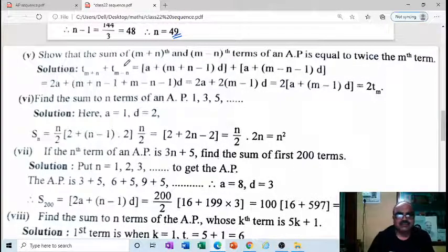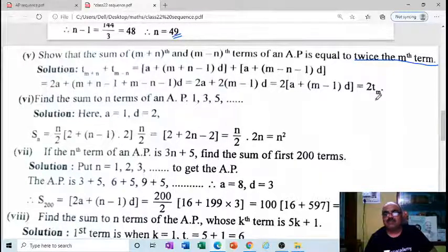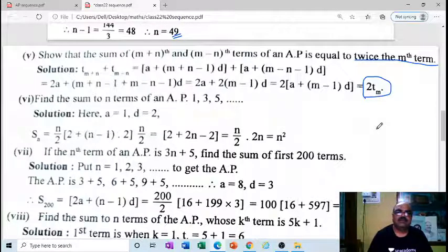I have the next one. Show that the sum of m plus nth and m minus nth terms of an AP is equal to twice the mth term. You have to prove it as 2 times Tm. m plus nth value given, m minus nth value given. Put them in the formula a plus n minus 1 into d. n is written as m plus n and m minus n.